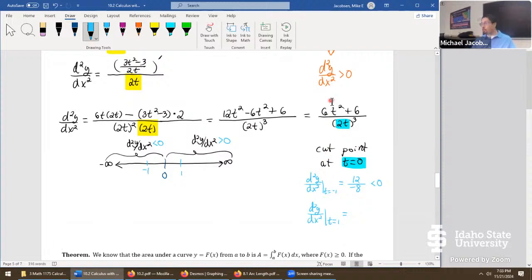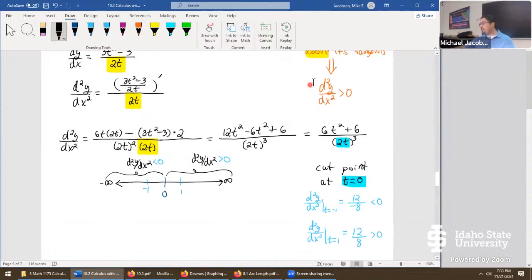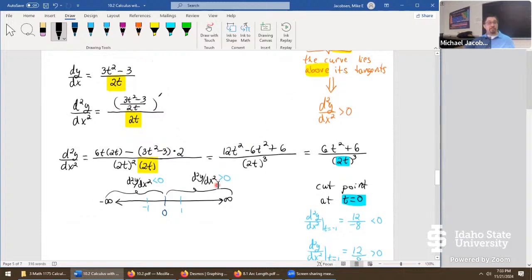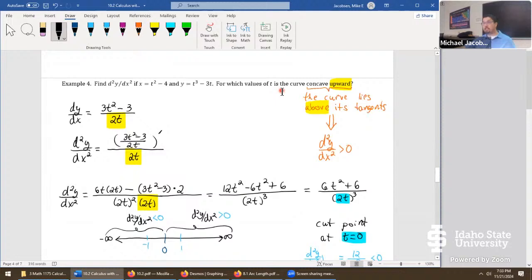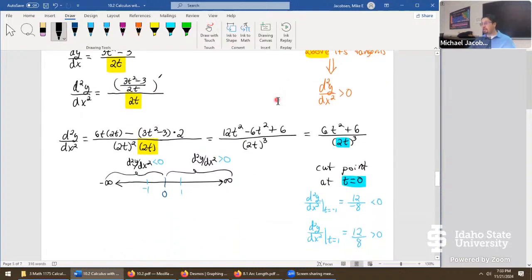So back to this, we're plugging 1 in the numerator. We'll get a 12. 1 in the denominator will give us an 8. So it does come out positive, meeting our expectations. So concave up means the second derivative is positive. The question just asked for what values of t is the curve concave upwards. And now we have a conclusion.